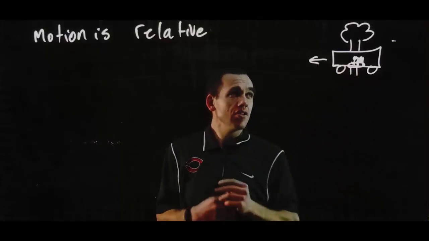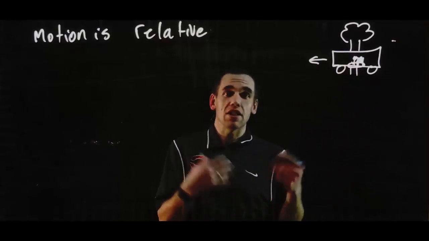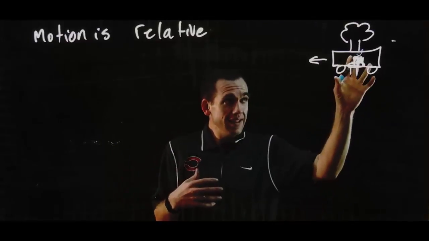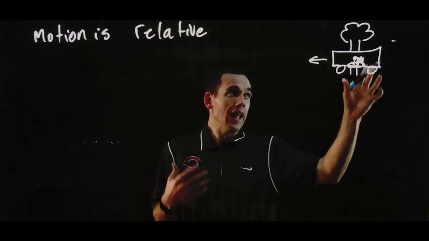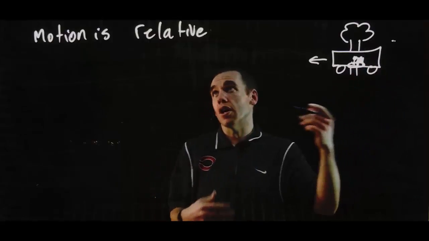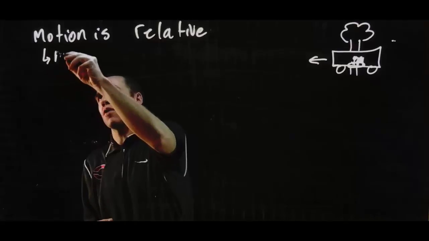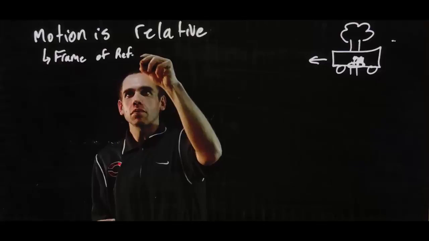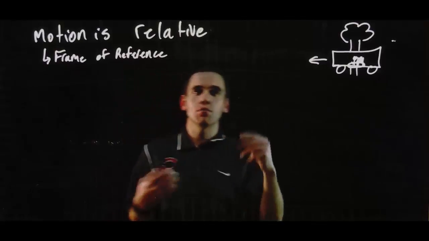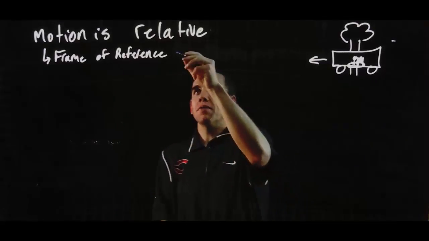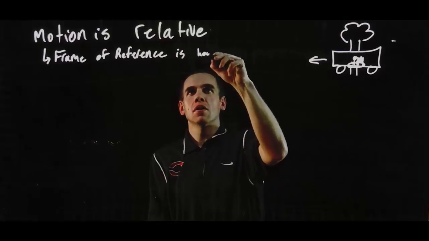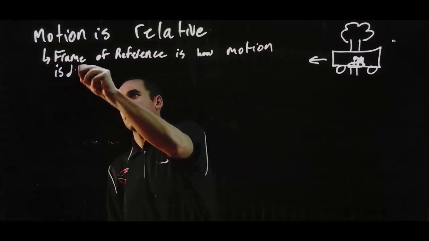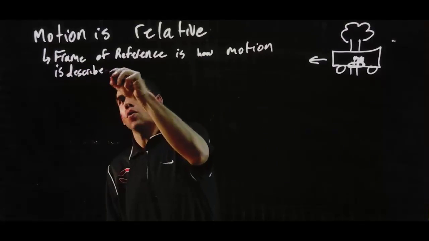And so in order to describe motion, we need a frame of reference. And you can pick different frames of reference to describe different things in motion. So inside the bus, you're not in motion. If you compare it to outside the bus, you are. So motion is relative to your frame of reference. The frame of reference is what you are using to describe your motion. It's what you're moving relative to. So your frame of reference is how motion is described.